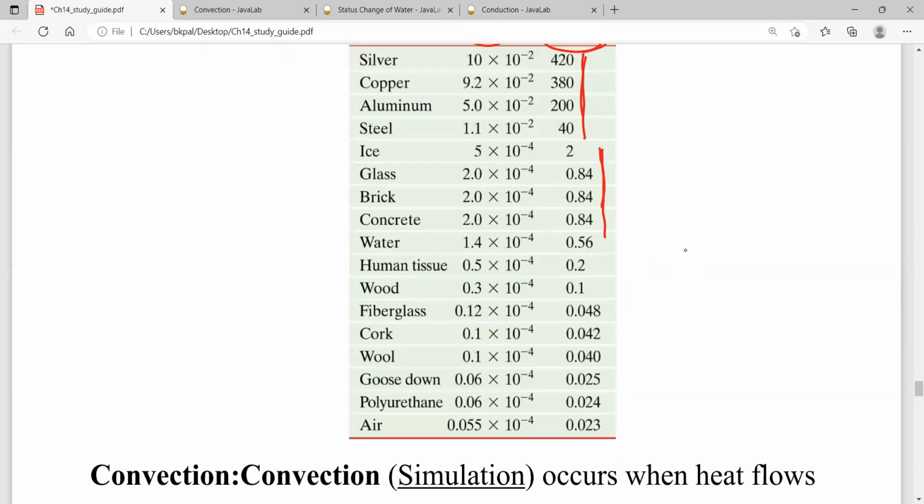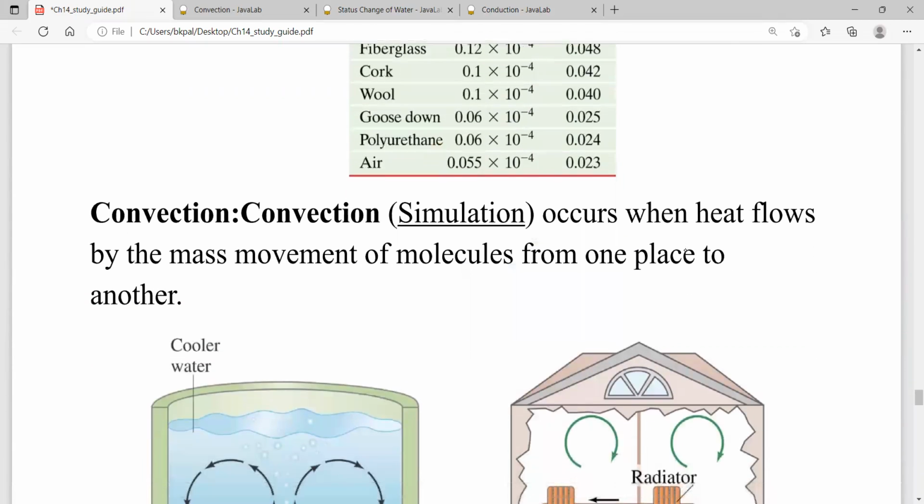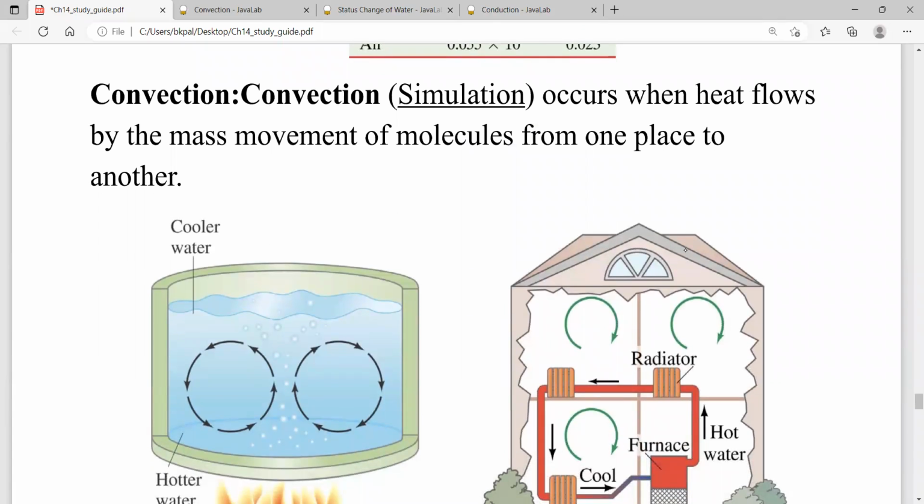Now here you see that water is a bad conductor. Its thermal conductivity is 0.56. Even water is a bad conductor, and so is air, or any fluid. Fluid means an object that can flow. I mean, all liquids and all gases are fluids.